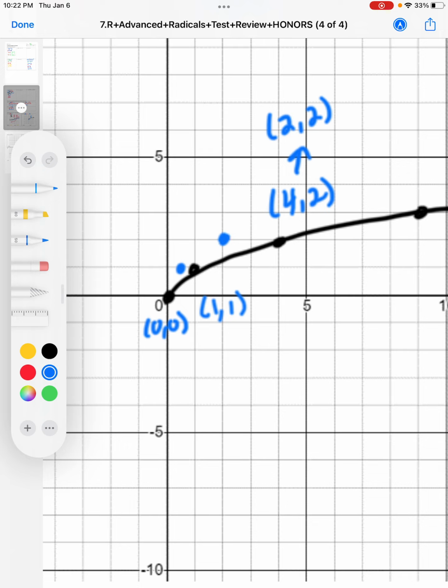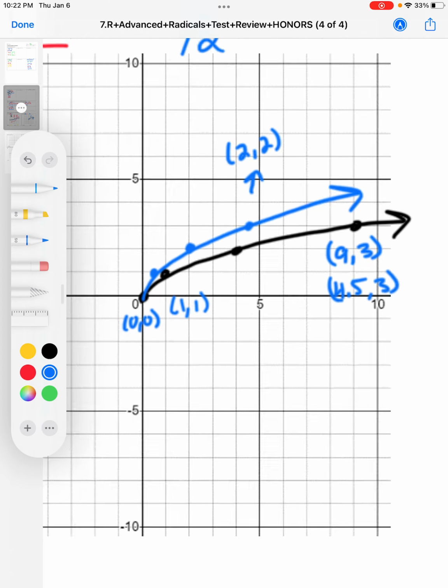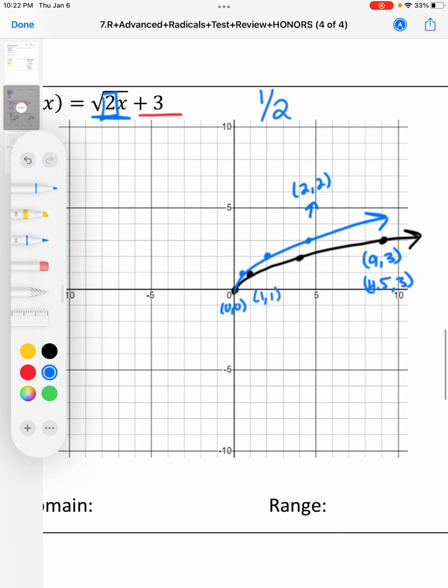Okay. Going to have to move this so I can get my point for this one. So if I have the value 9, 3, half of 9 is 4.5. So I got to move that to 4.5. And so that's what happens when I have a horizontal shrink by 1/2. Let's go to the next one.